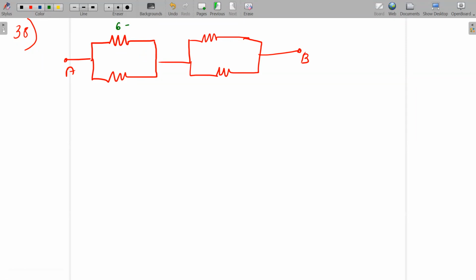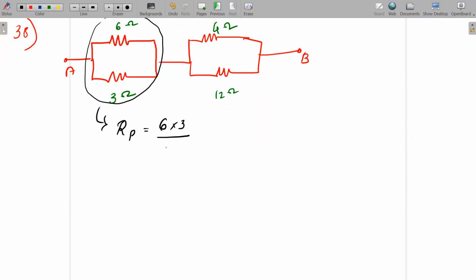4 ohm. This is 6 ohm. This is 3 ohm. 4 ohm. 12 ohm. Can you find this? How can you find this? First, you find these two, right? This one is R parallel is equal to 6 into 3 divided by 6 plus 3. How much will you get? 18 by 9, 2 ohm. Got it?